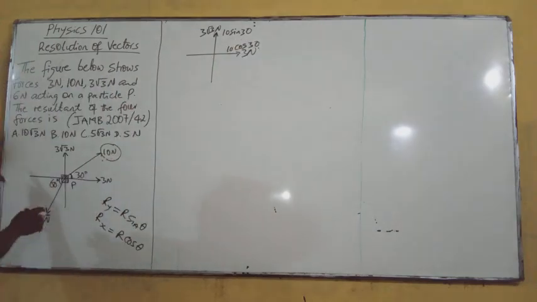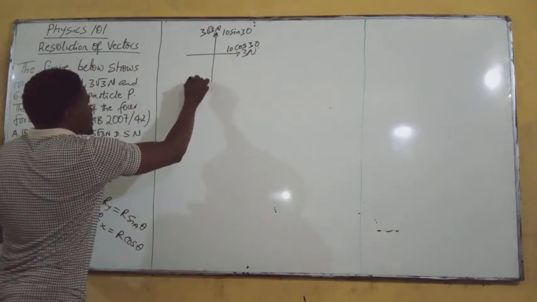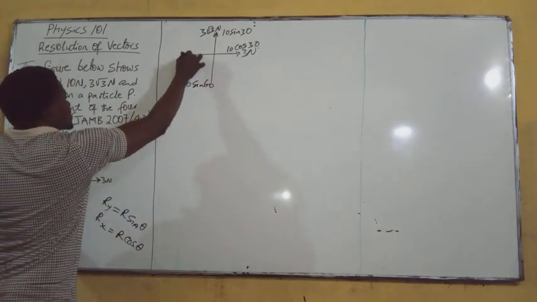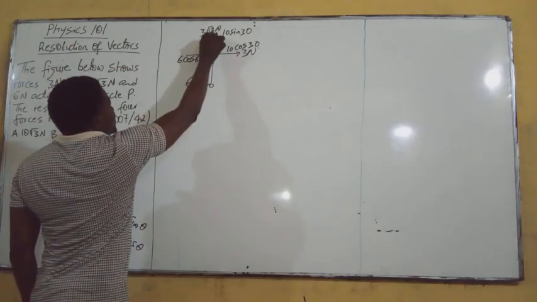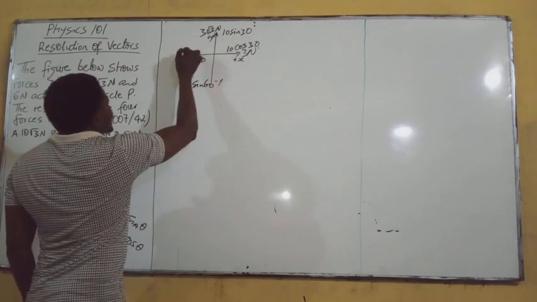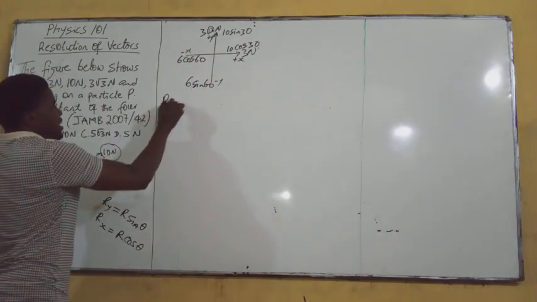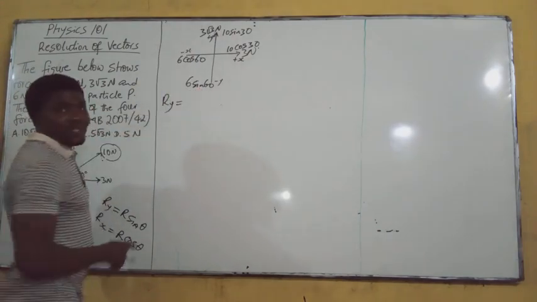Now, we are going to resolve the 6 Newton force into its vertical component and horizontal component. In the vertical component, it becomes 6 sine 60, and in the horizontal component, it becomes 6 cos 60. Now, remember that this is the positive side of y, and this is the negative side of y. This is the positive side of x. This is the negative side of x. Now, what will be our Ry?